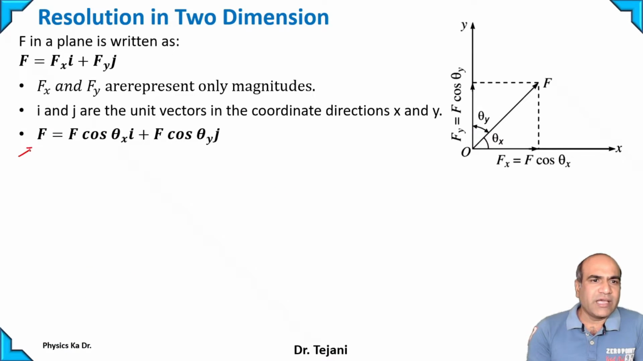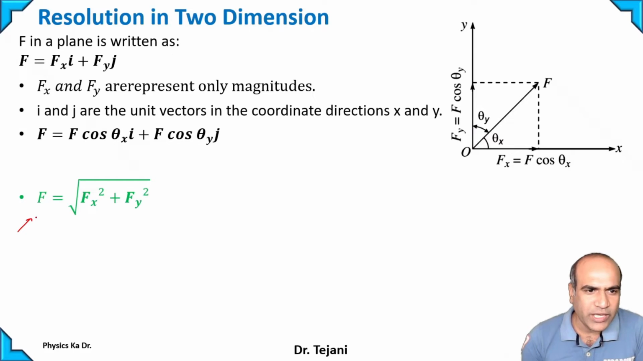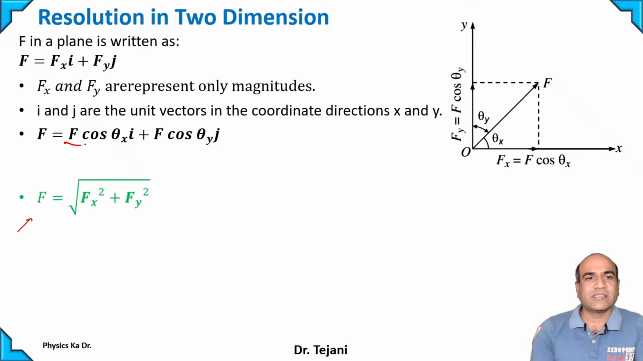So ultimately we can get F = F cos theta i, representing the x direction, and F sin theta j, representing the y direction. We can take it like that, and ultimately we can find the magnitude F = under root Fx square plus Fy square. We will solve many examples, and we will understand this very well.